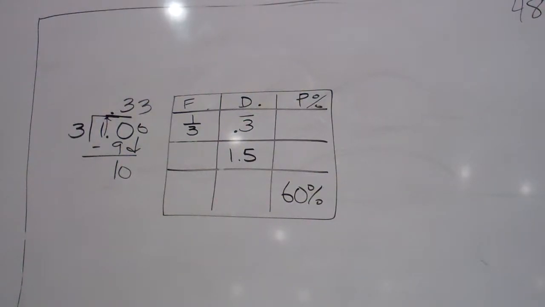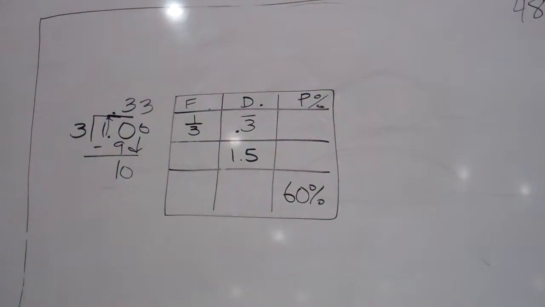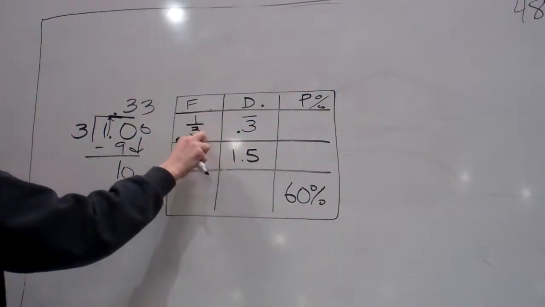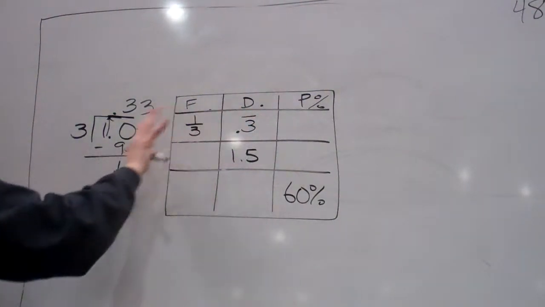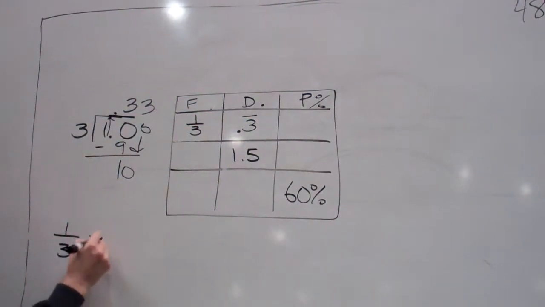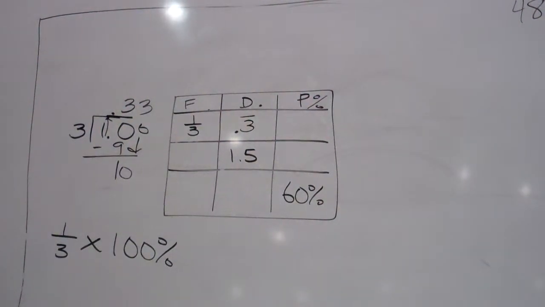Now, how do I make that into a percent? 33 and 1/3%. Yes, but how? Multiply 1/3 times 100. Okay, you can do either one of these. You can do this one times 100 or this one times 100. Because this is a repetition, let's stay away from those. Let's do this 1/3. So I'm going to go 1/3 times 100%. Because with percents, you can always multiply by 100 to get your answer.